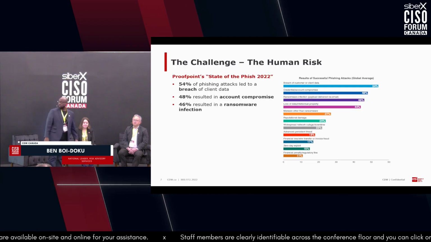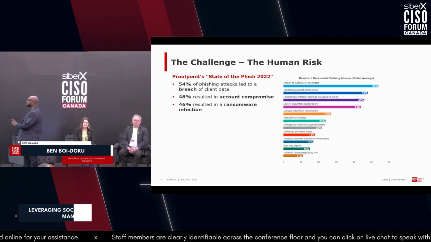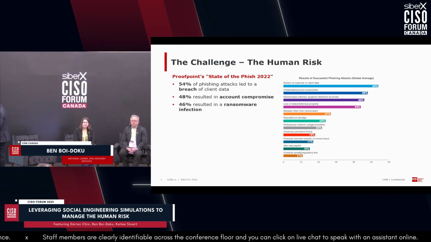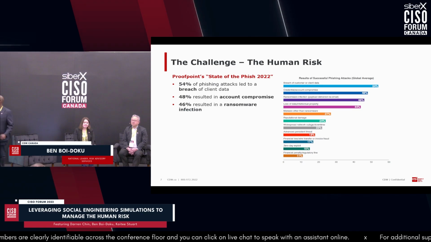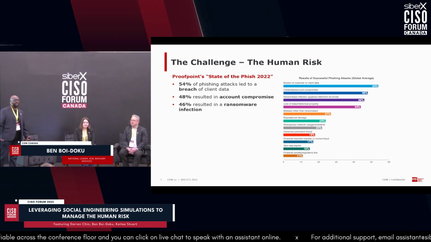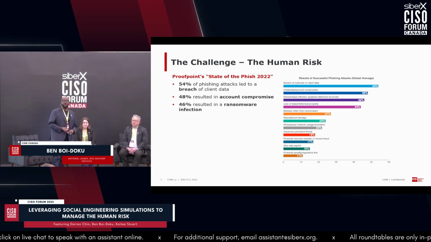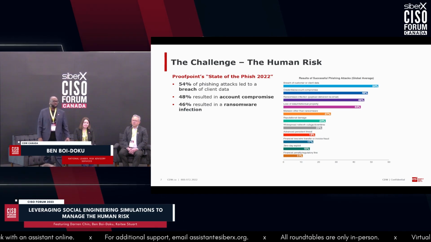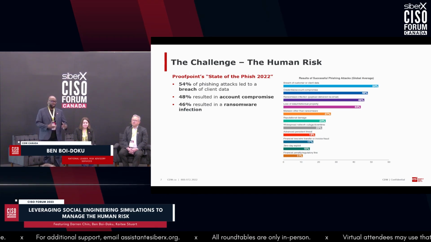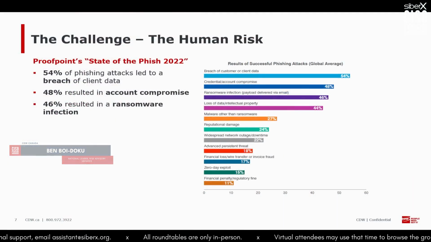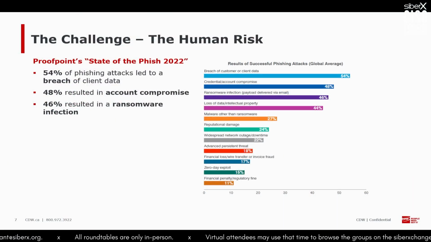So looking at the overall challenge, when we look at Proofpoint's report that they released on the state of phishing, 54% of phishing attacks led to a breach of client data. 48% of the attacks resulted in an account compromise, and 48% resulted in a ransomware infection. So with all those three scenarios, that's pretty much a 1 in 2 chance that your individuals are getting compromised, and the result is your data is being compromised, or you're being locked out of your data, or you're getting people to send information that they shouldn't be sending.